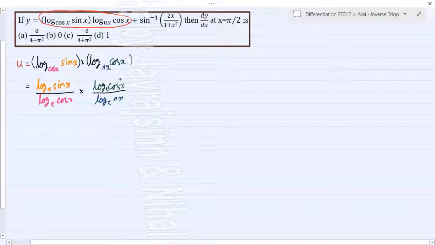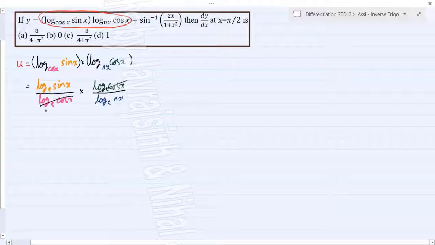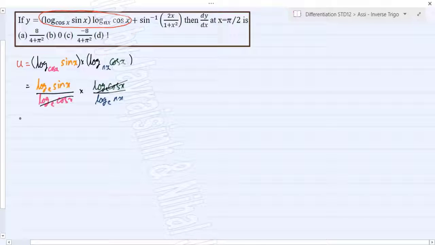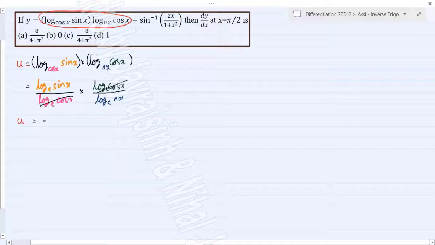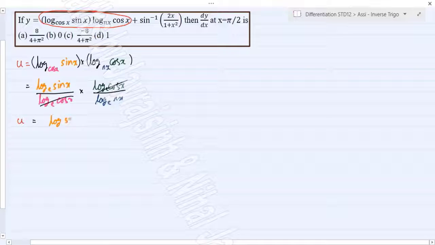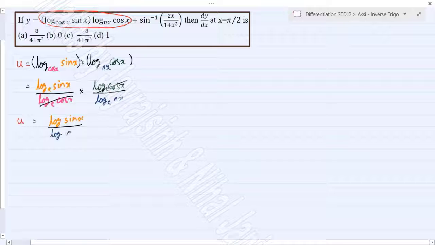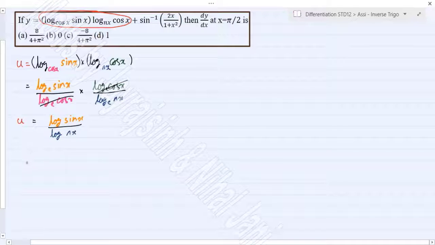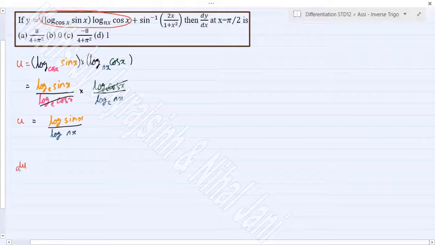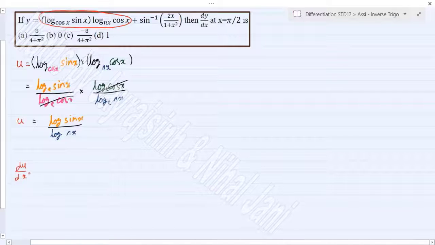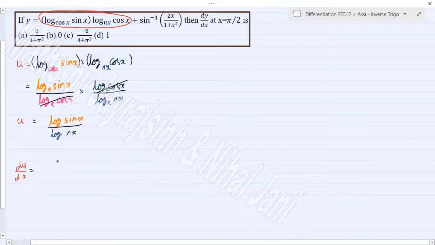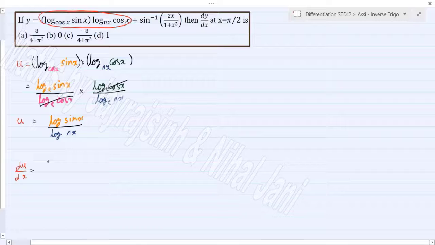So as you can see, log cos x can be cancelled out, and our u will be equal to log sin x upon log nx. Let's differentiate both the sides with respect to x. So on left side, we simply get du by dx, and on right hand side, we have to apply division rule.